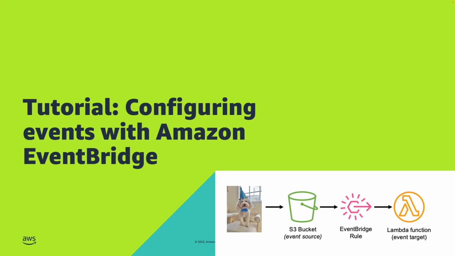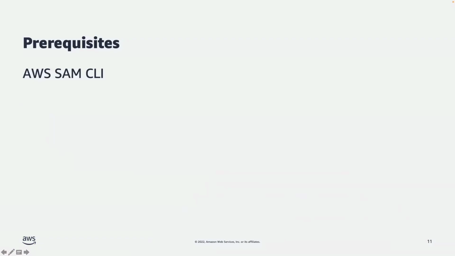First, you will upload images to an S3 bucket. This raises an event which invokes a Lambda function, which then resizes the image and places it in a different S3 bucket. The only prerequisite for this tutorial is to have the SAM CLI installed on your machine. If you use AWS Cloud9, this is already installed for you.